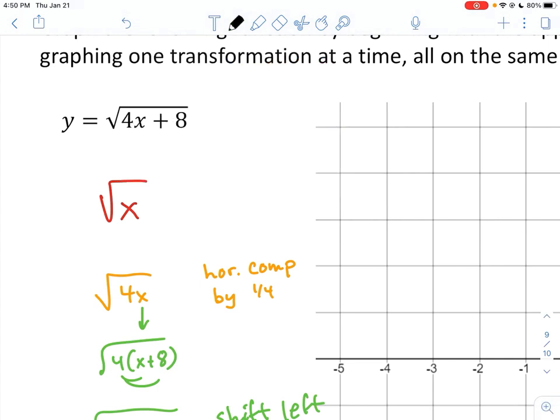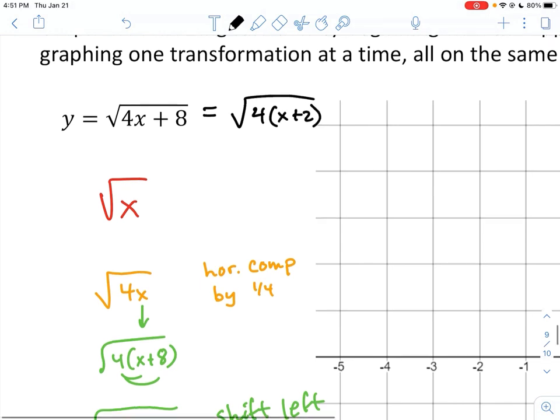So here's my advice. When you have an x plus or minus a number right away and there's a coefficient of x, be careful. This is a dangerous spot. I recommend you factor that 4 out and look at this as if it had parentheses. Now I can see what the actual shift is. It's a shift left 2.